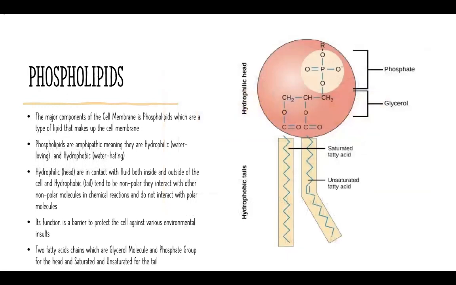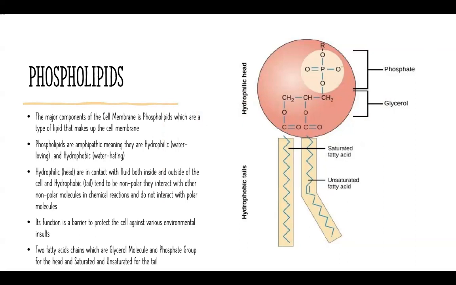Phospholipids. The major component of the cell membrane is phospholipids, which are a type of lipid that makes up the cell membrane. Phospholipids are amphipathic, meaning they are hydrophilic, water-loving, and hydrophobic, water-hating. The hydrophilic part, which is the head, is in contact with fluid both inside and outside of the cell. The hydrophobic part, which is the tail, tends to be nonpolar.